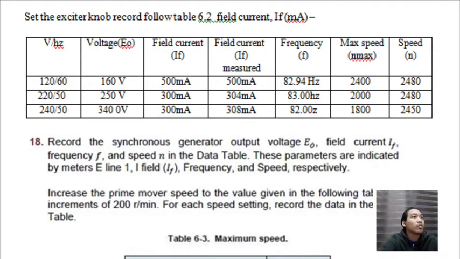So at 120 volts and 60 Hz, we get a voltage of 160 volts and a current of 500 milliamperes. Then the field current measured is 500 milliamperes, and then the frequency we get is 82.64 Hz, and the max speed is 2400 and the speed is 2480. Then we will repeat the same steps with the other voltage and frequency settings.